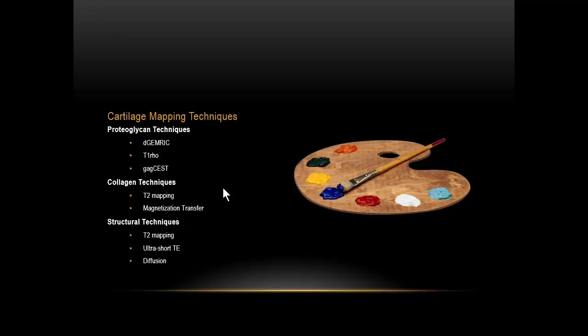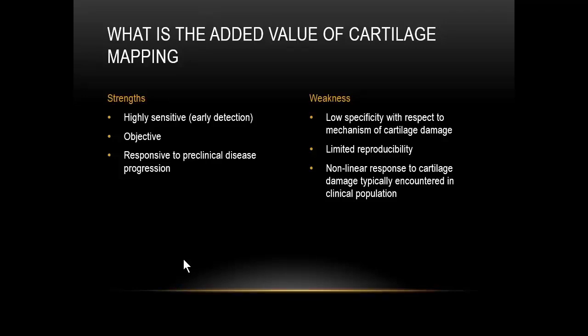Again, T2 mapping, as I'll show, is very sensitive to the orientation and the organization of collagen, but we also have techniques such as ultrashort TE, which allow us to probe that water population that's intimately involved with collagen and get information from collagen, and then diffusion-type techniques where we can look at the anisotropy of water motion within articular cartilage to get back some structure on that collagen matrix.